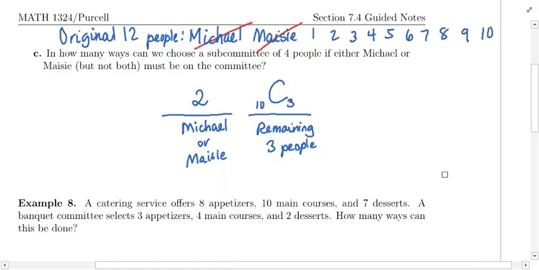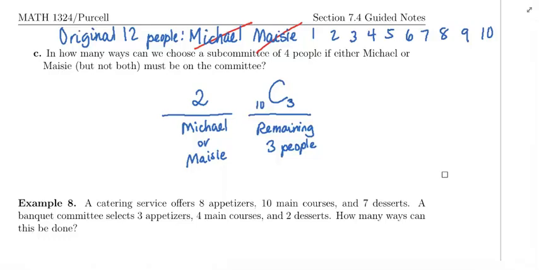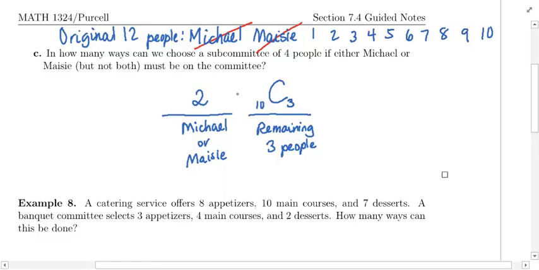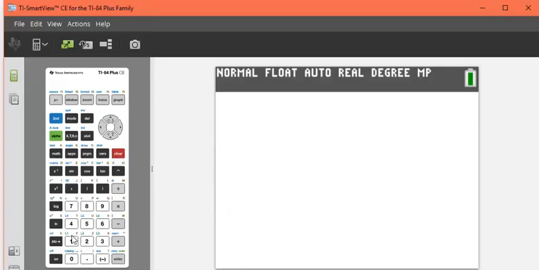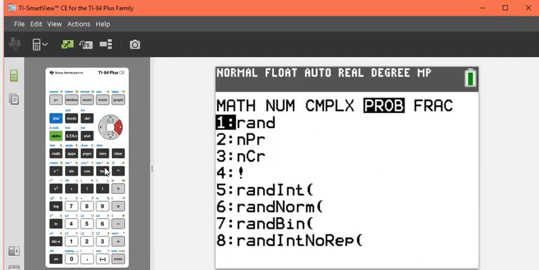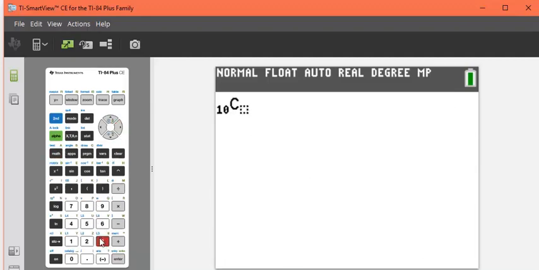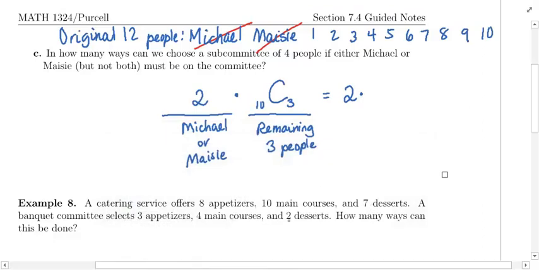This is how you would set this up. Because you've got blanks, this is overall a multiplication principle problem, so we're going to multiply this together. This is going to be 2 times 10 choose 3, so we need to go to the calculator. Let's do 10, math, go over to probability, option 3 for a combination, and choose 3. That gives us 120. So 2 times 120 gives 240 possible subcommittees.